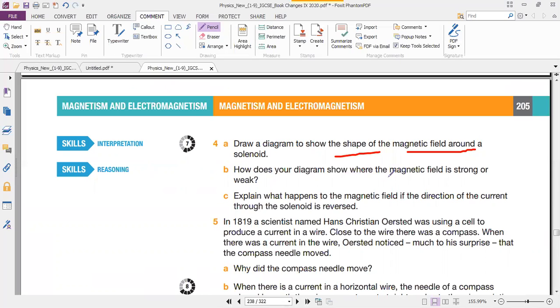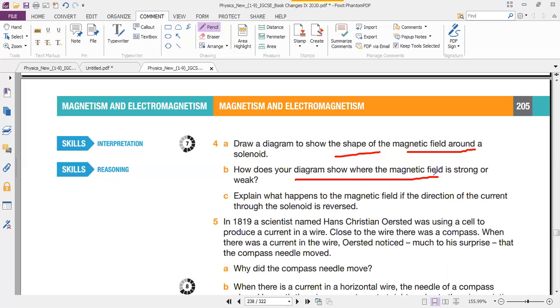How does your diagram show where the magnetic field is strong or weak? Where the magnetic field lines are closer, the magnetic field is stronger. The magnetic field is strongest where the field lines are closest together and weakest where they are farthest apart. I repeat once again, strongest where closest together and weakest where farthest apart.